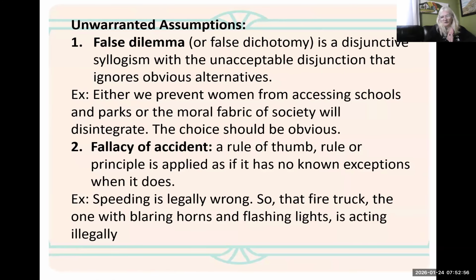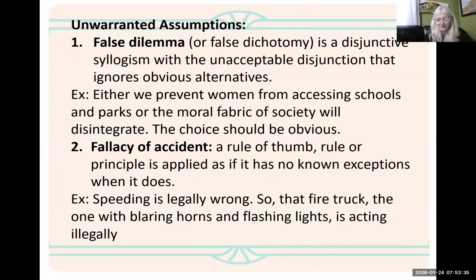So first we want to talk about unwarranted assumptions. And we'll talk about false dilemma, also called false dichotomy. This is simply a disjunctive syllogism. And because it's a disjunctive syllogism, as it stands, it's a valid argument, but it's not a sound argument. It does not have acceptable premises. So this is a disjunctive syllogism with an unacceptable disjunction that ignores obvious alternatives. For example, either we prevent women from accessing schools and parks, or the moral fabric of society will disintegrate. The choice should be obvious.